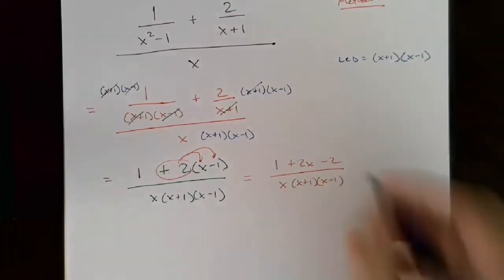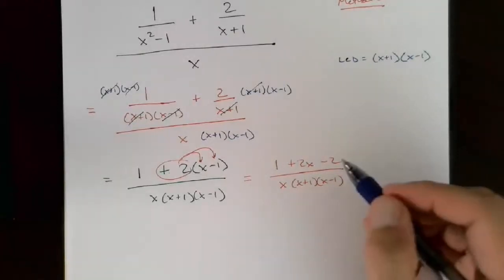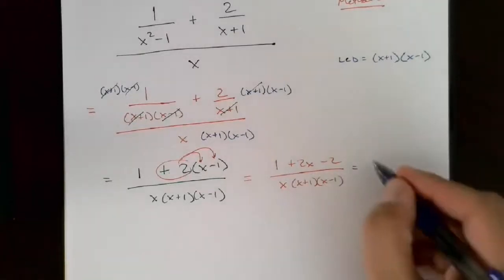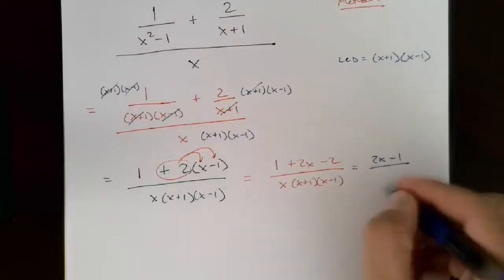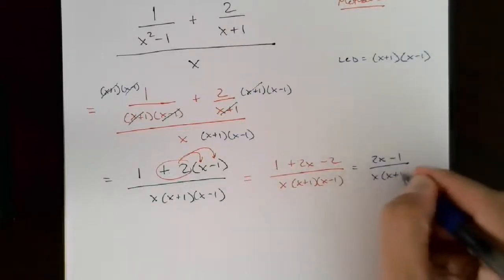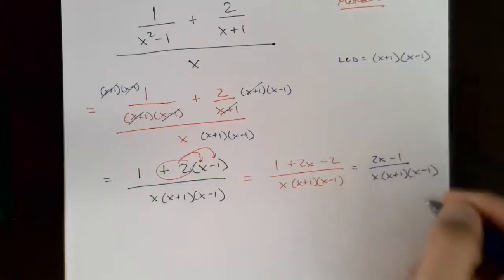And then combining like terms up here in the numerator and writing it in descending order. 2x won't combine with anything. 1 minus 2 is a negative 1, so I have 2x minus 1 over x times x plus 1 times x minus 1.